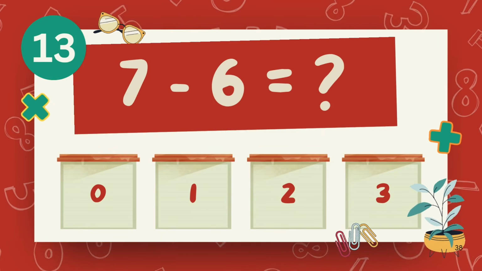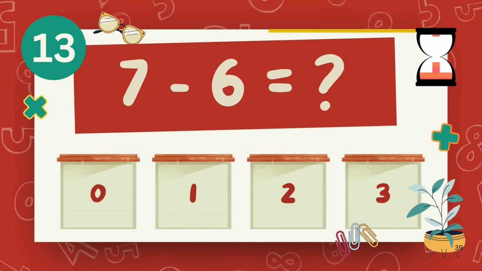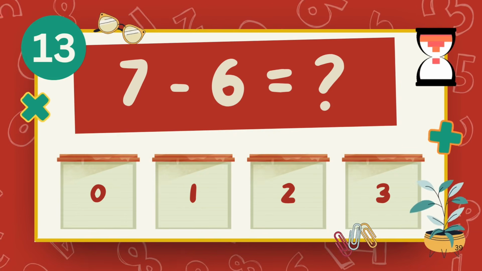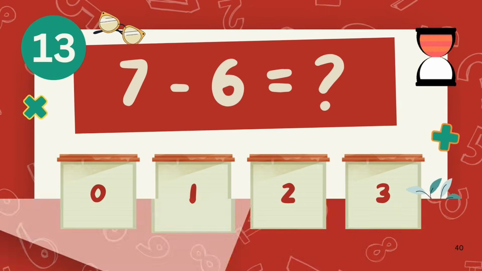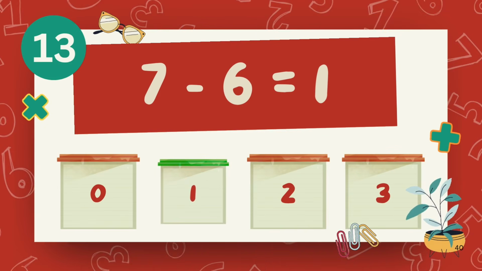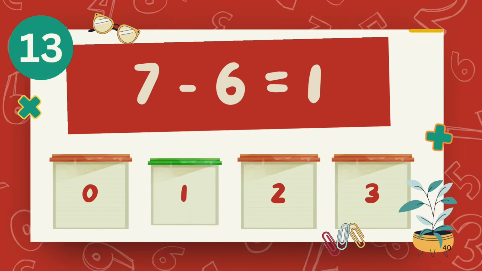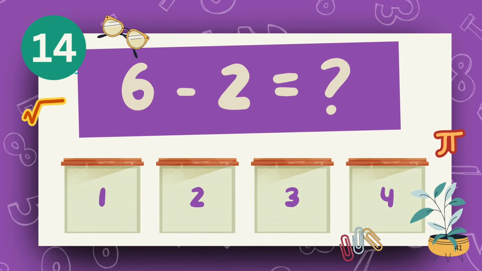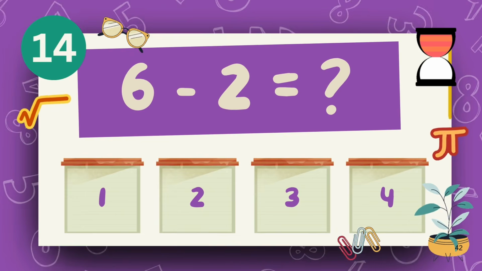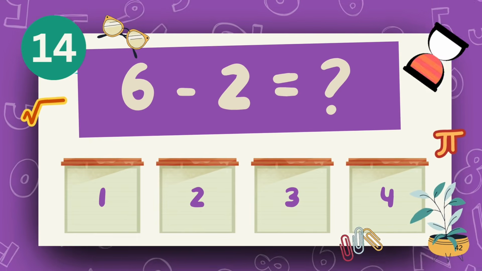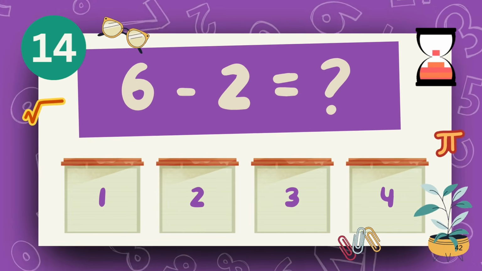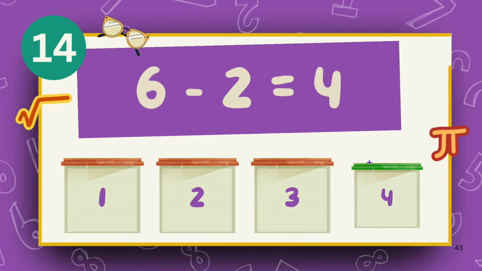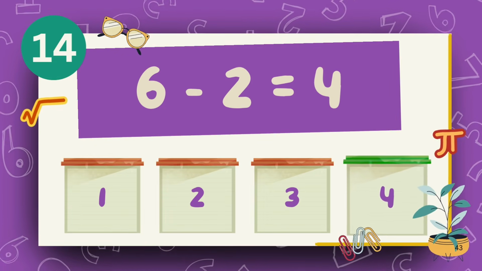What is 7 minus 6? The answer is 1. What is 6 minus 2? The answer is 4.